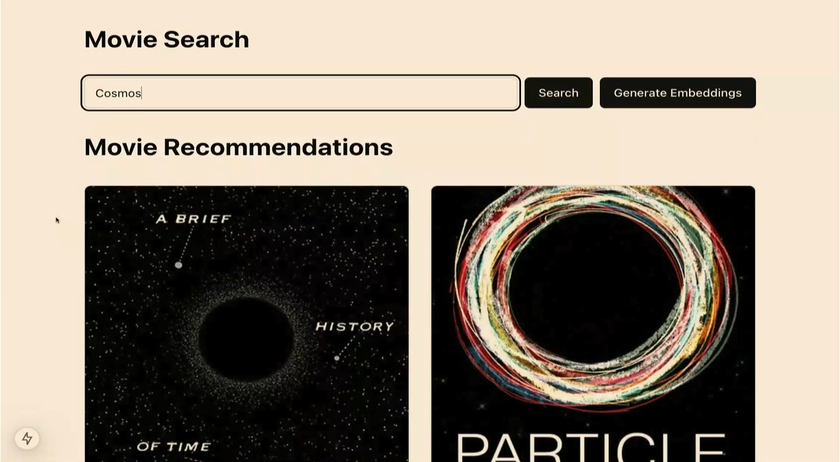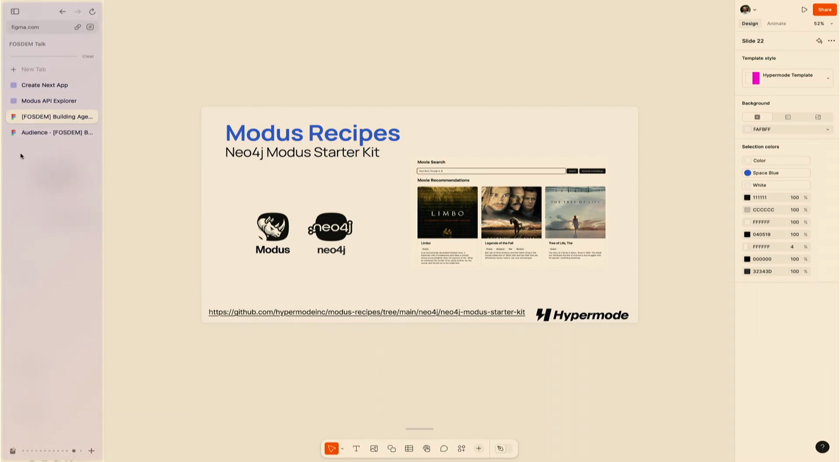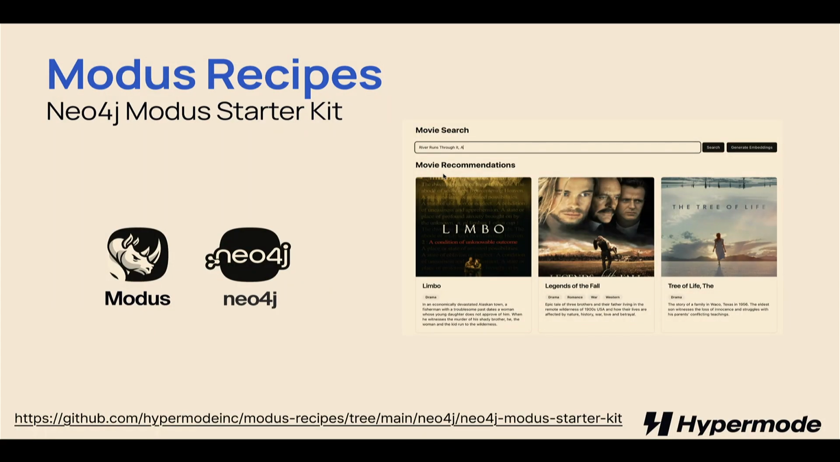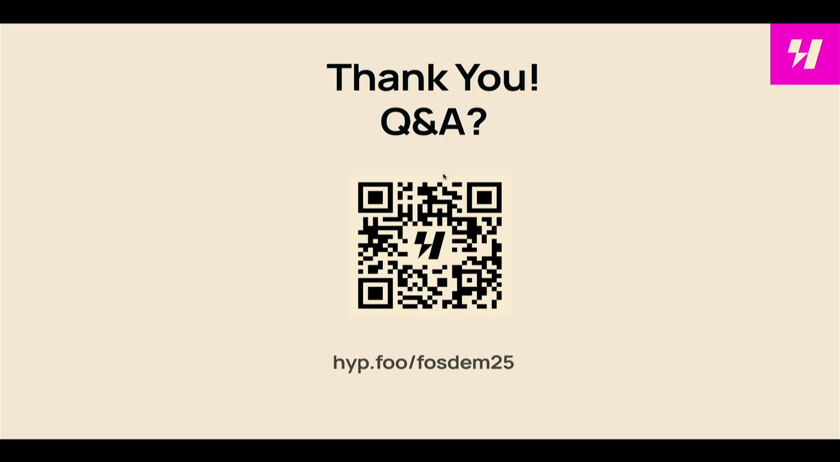So the code for this, if you're interested, is available in this Modus recipes GitHub repo. This one is specific for the movies kit. All the examples I showed today are in this Modus recipes repo. This just shows different ways to use Modus for building cool apps like that. And that is all I have.